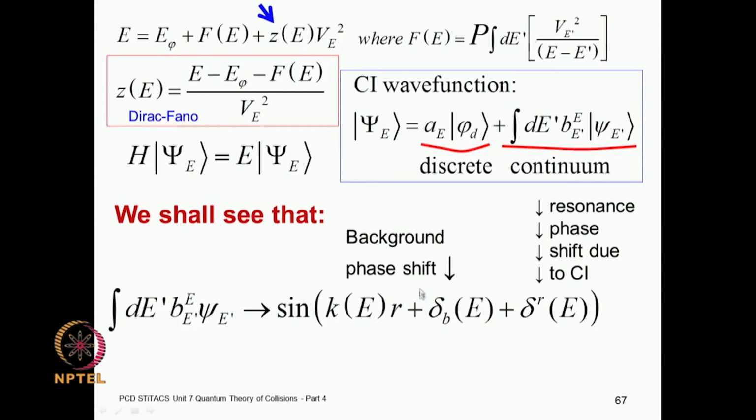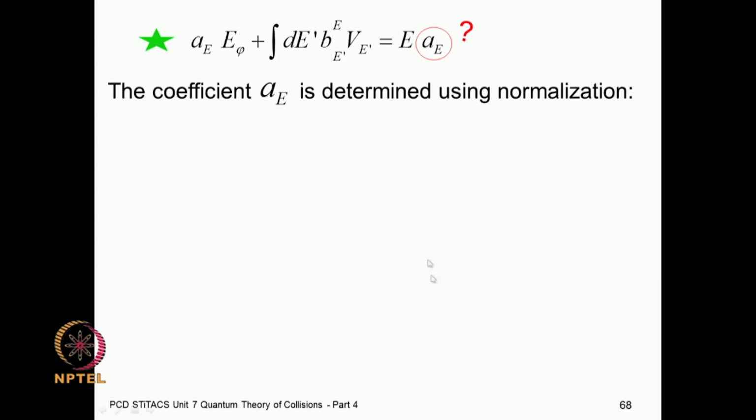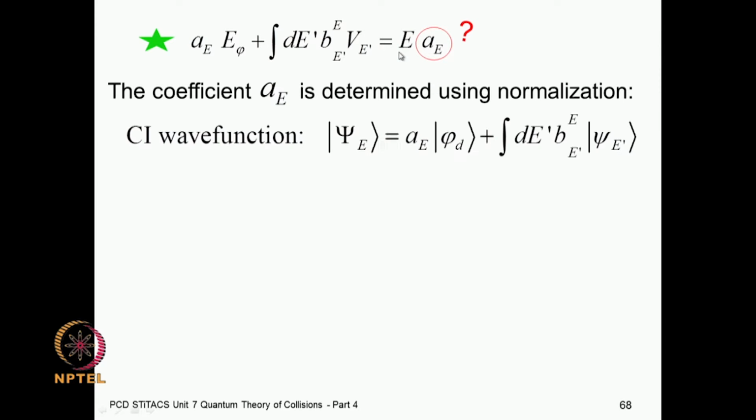So, you have got a background phase shift and then a resonant phase shift due to the configuration interaction. The resonant phase shift, it will turn out, and you will see this coming as we go further in this class, will be given by negative tan inverse pi over z. That is a result which you will see coming. So, now we have to determine this coefficient A according to normalization, and this is our normalization here.